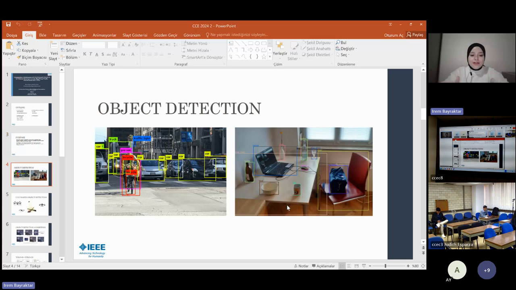Object detection is finding the objects and classifying them in the image with object detection algorithms. With object detection, we can find the size, location, and the number of the objects in an image.